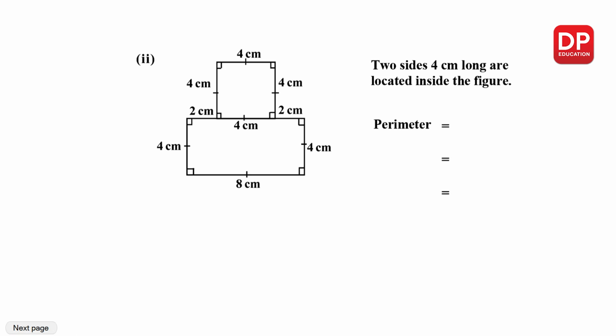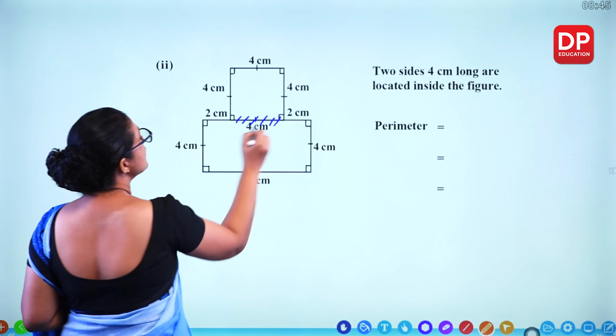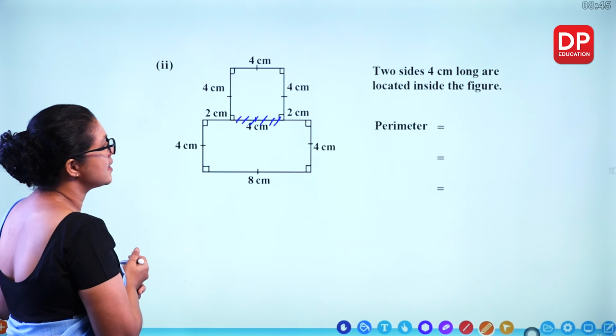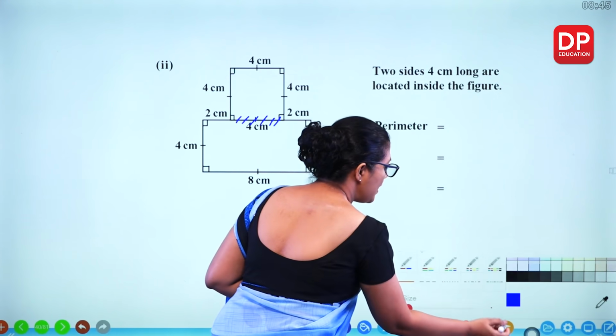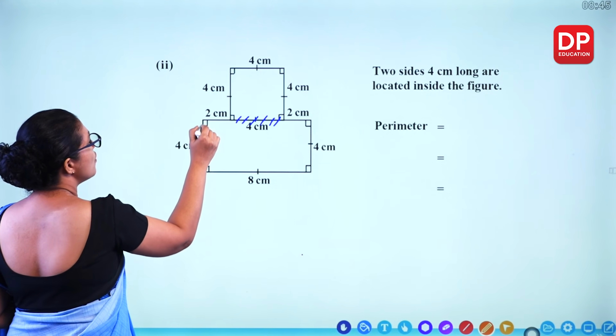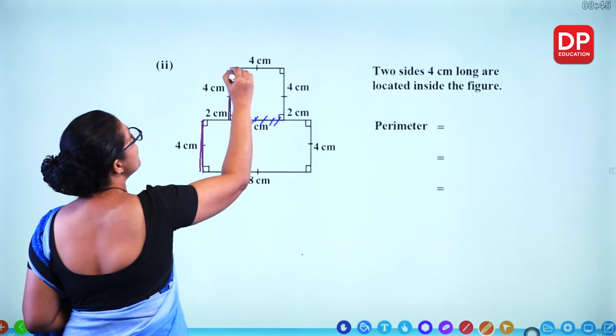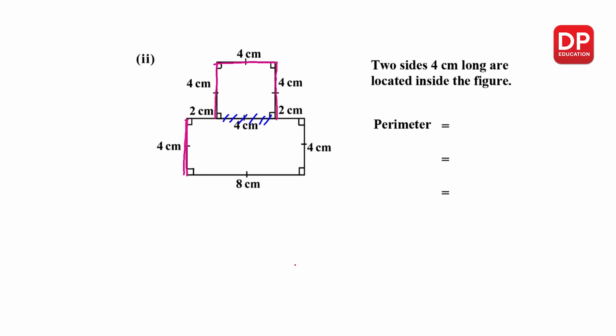Look at this combined figure. Two sides 4 centimeter are located inside the figure. So this side overlap. So that's inside. We can't take it. Now we'll find out the perimeter of this figure. We'll start with 4 centimeter sides. 1, 2, 3, 4, 5.